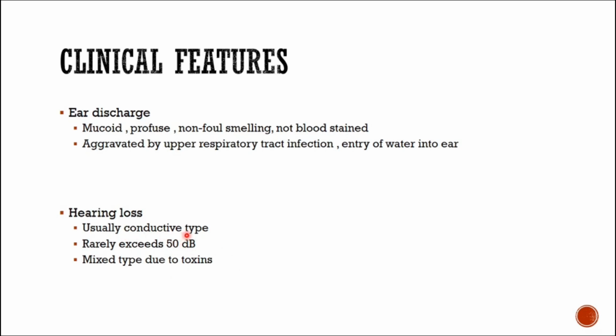So on top of a conductive type of hearing loss, because of these toxins, sensorineural type can also happen. That is why it leads to a mixed type of hearing loss. So in CSOM, the hearing loss usually seen is conductive type, and because of toxins, in some cases, especially long-standing cases, you can also see a mixed type of hearing loss. The degree of hearing loss will rarely exceed 50 decibels. If the CSOM patient only has a perforation with or without ear discharge, there will be a hearing loss which does not exceed 50 decibels.